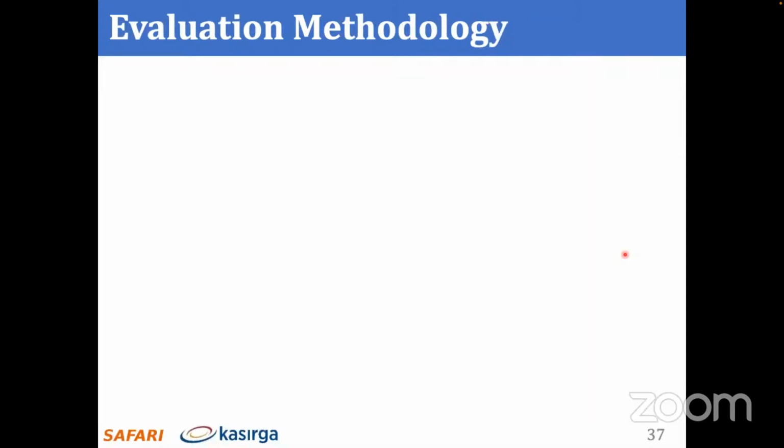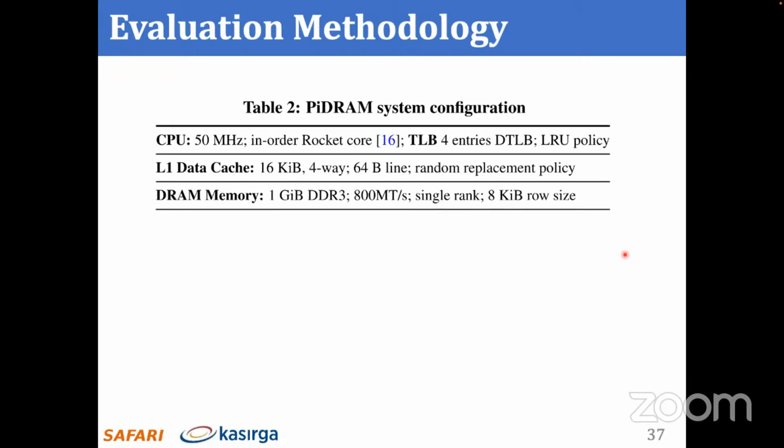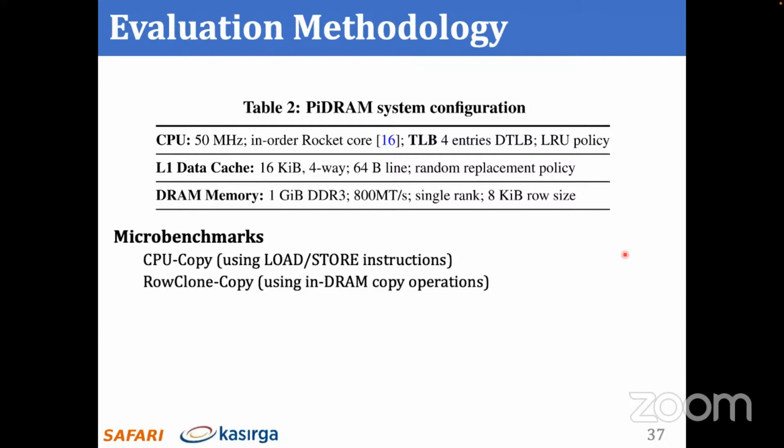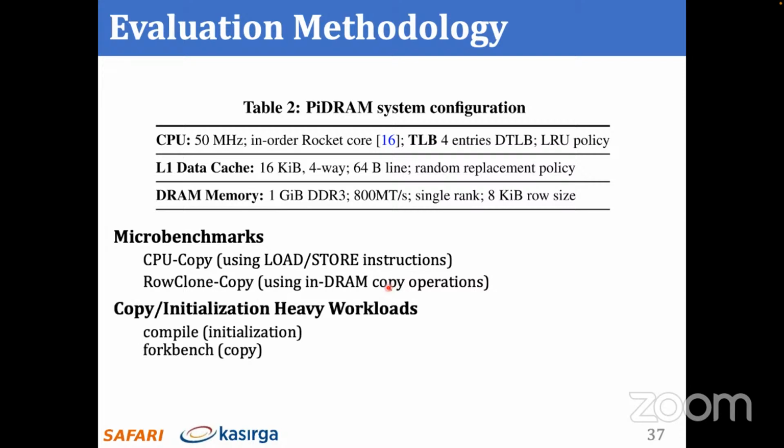Now I'll talk about how we evaluate PiDRAM. This table shows our system configuration. We use two microbenchmarks: one is called CPU copy, the other is called RowClone copy. The CPU copy microbenchmark uses CPU load-store instructions, whereas the RowClone copy benchmark uses the in-DRAM copy operations to copy large arrays. And we evaluate one copy and one initialization-heavy workload.